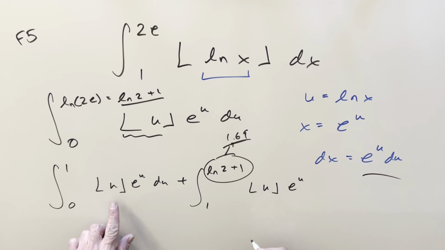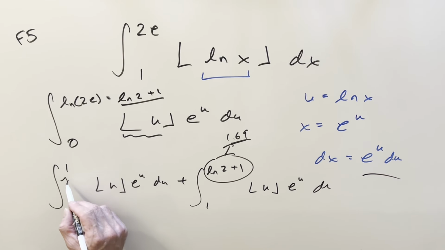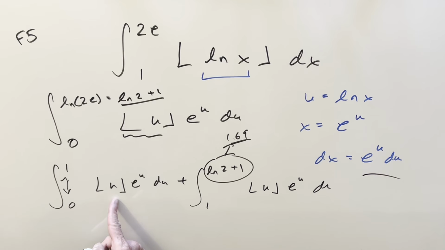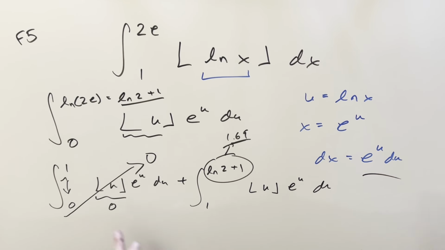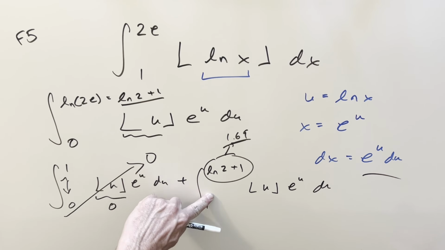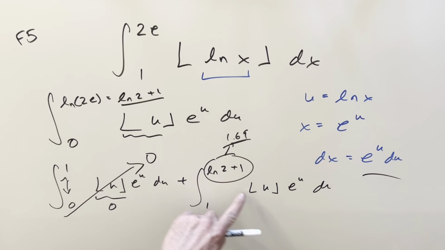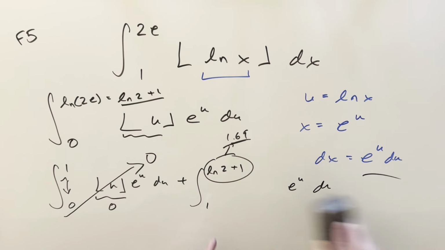But then knowing that our u values here are between 0 and 1, and the floor rounds us down to the next lowest integer, if everything's between 0 and 1, this is going to get rounded down to 0. But if that's 0, it's going to zero out this whole integral, so this whole piece just goes away. And then we can do the same kind of thing over here. All of our u values are between 1 and 1.69, so they all get rounded down to the 1. So that's a 1 right there.